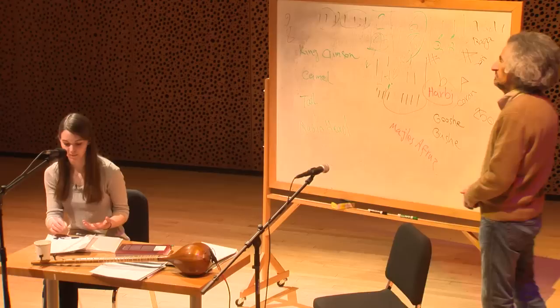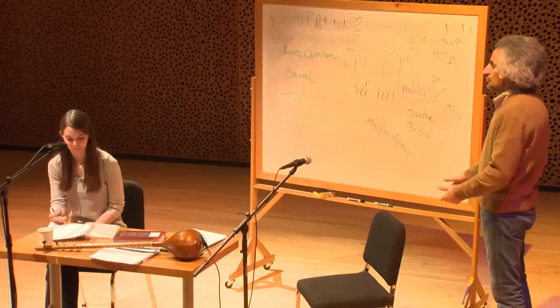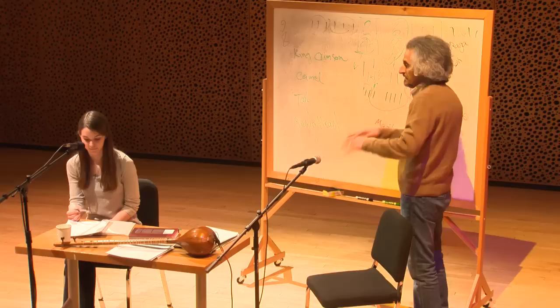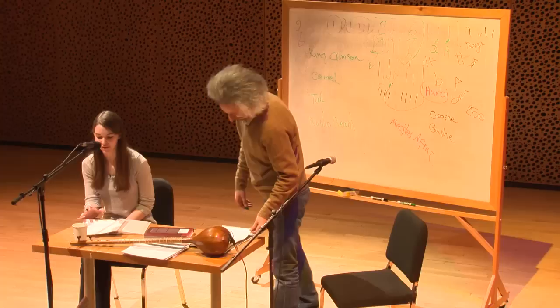Some points of it were 2/4. Some points were 5/4. Some points were 3/4. And it kept changing. It was polyrhythmic, in fact.